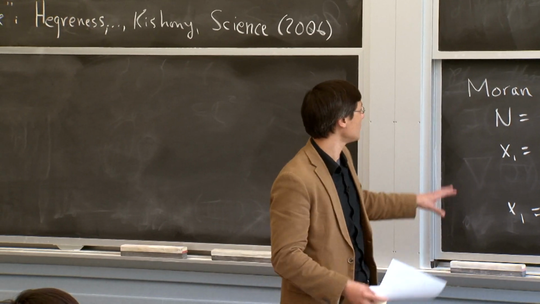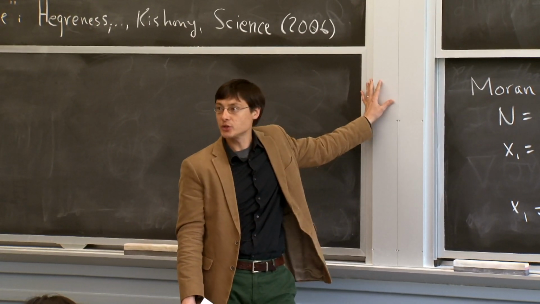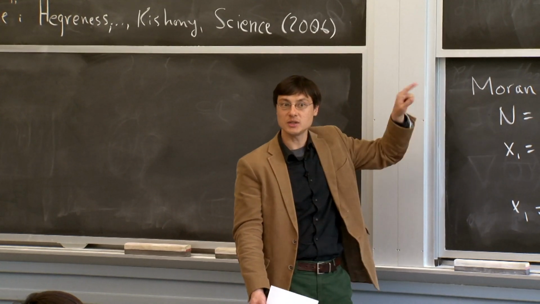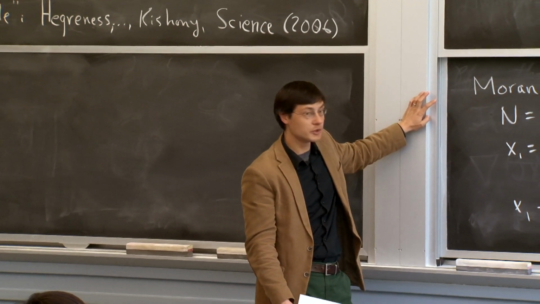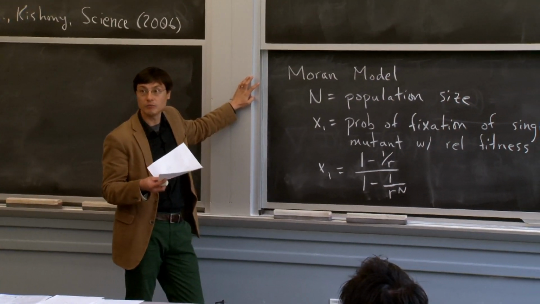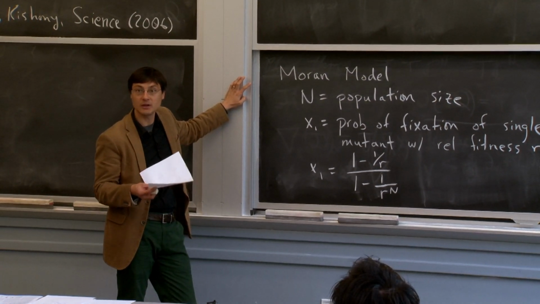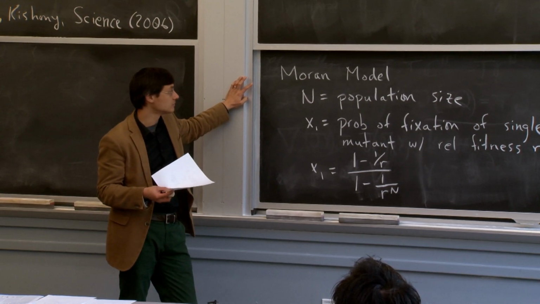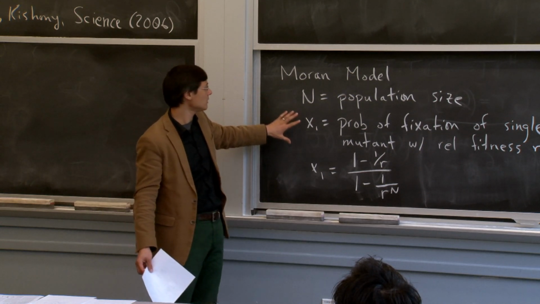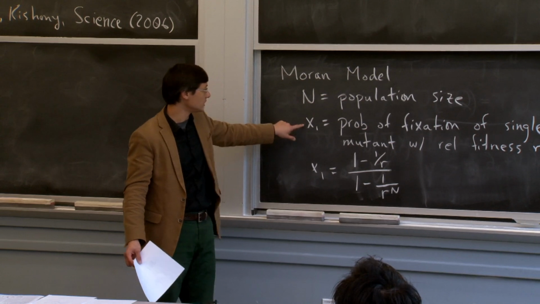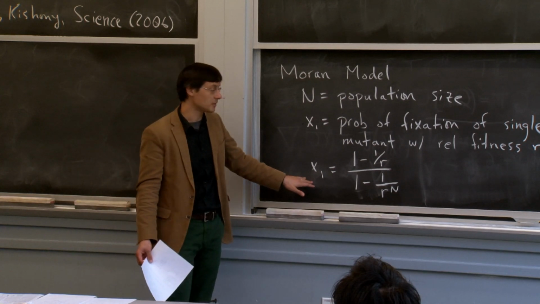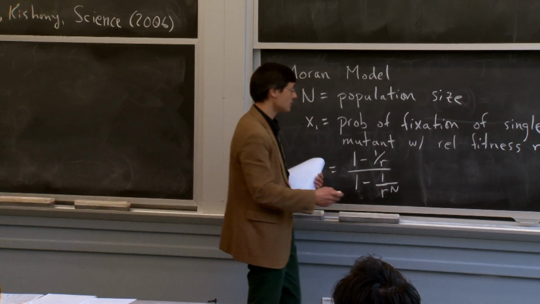Yeah. Right. Just to recap where we were from last time, right? We introduced this Moran model in which there's a fixed population size n, right? And in each of these cycles, what we do is we choose one individual to divide, and we choose one individual to be replaced, and we have the daughter cell replace the cell that was chosen for replacement. Now, in that model, what we found was that there's some probability x1 for a new mutant with relative fitness r to actually fix in the population. And this is in the case of no clonal interference.